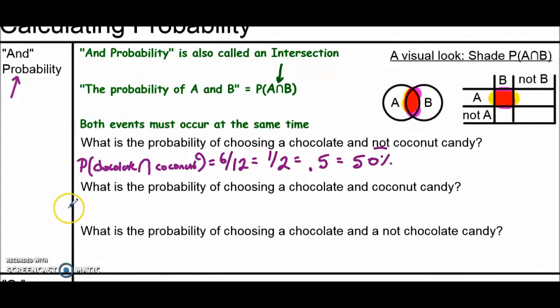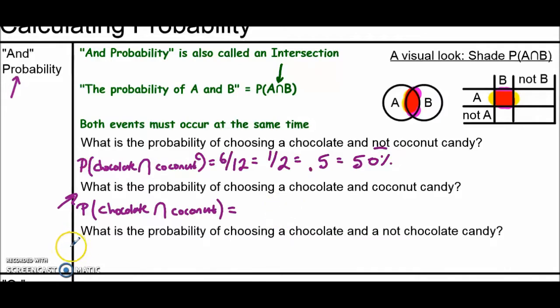Now that we have a better understanding of and probabilities, also called intersections, go ahead and try this next problem here. What is the probability of choosing a chocolate and coconut candy? Now, when you find your answer, make sure to write it like this: the probability of chocolate and, again, that's the intersection symbol, coconut, should equal. Make sure you write your answer as a fraction, a decimal, and a percent. Pause the video now and give it a try.